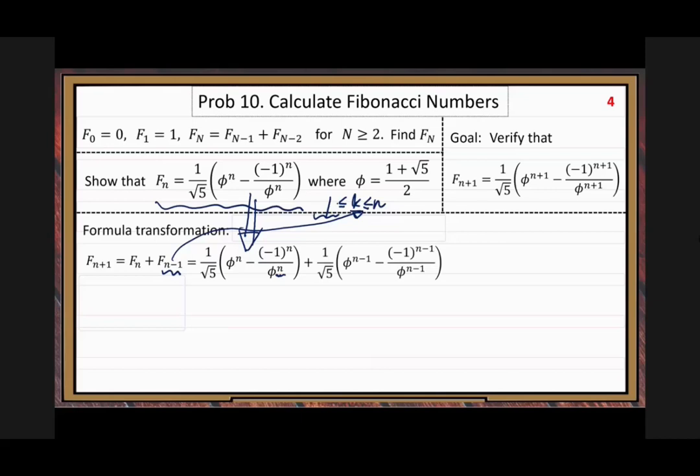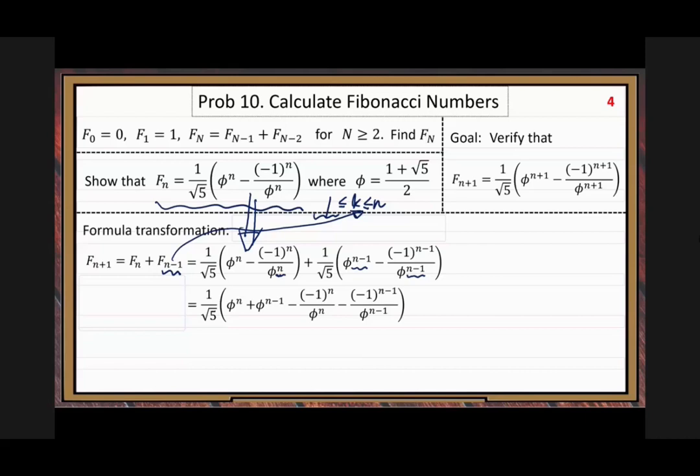Then we can apply the formula with k equals n minus 1 by induction assumption. It's also legal. So the only thing we need to show is this formula. Okay? It looks a little complicated. All right. How to show it?